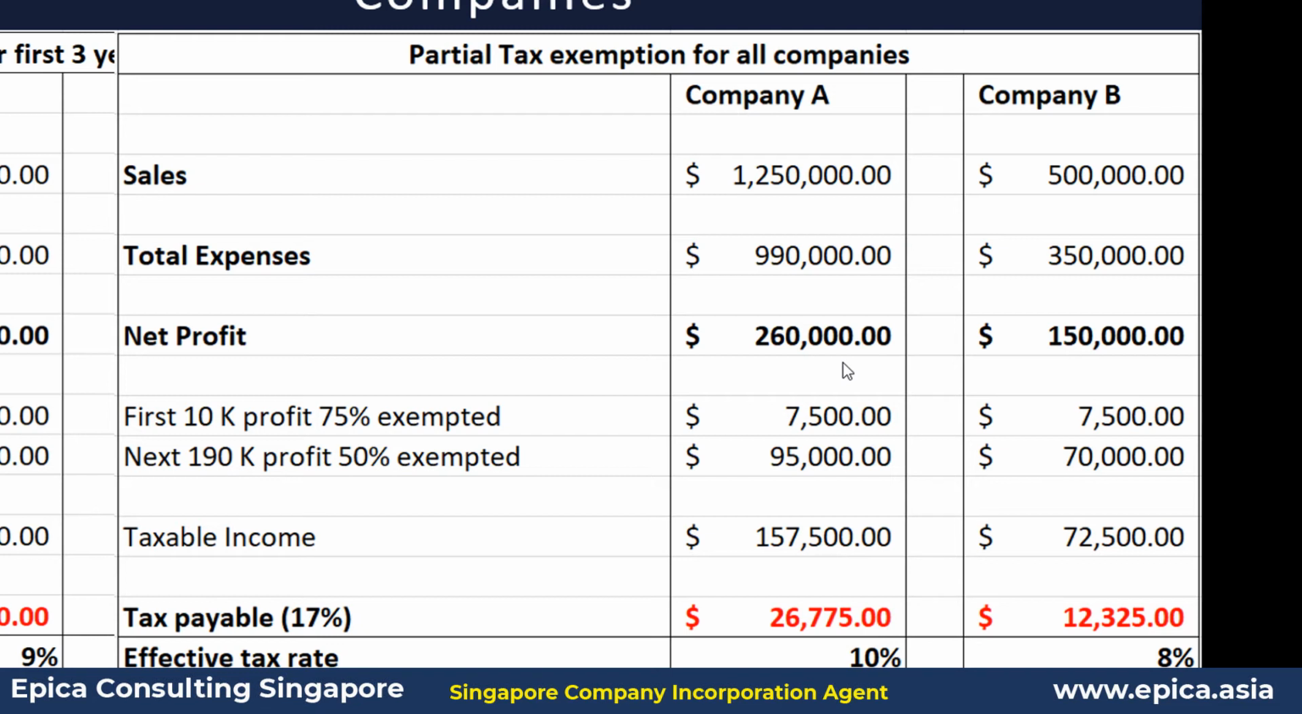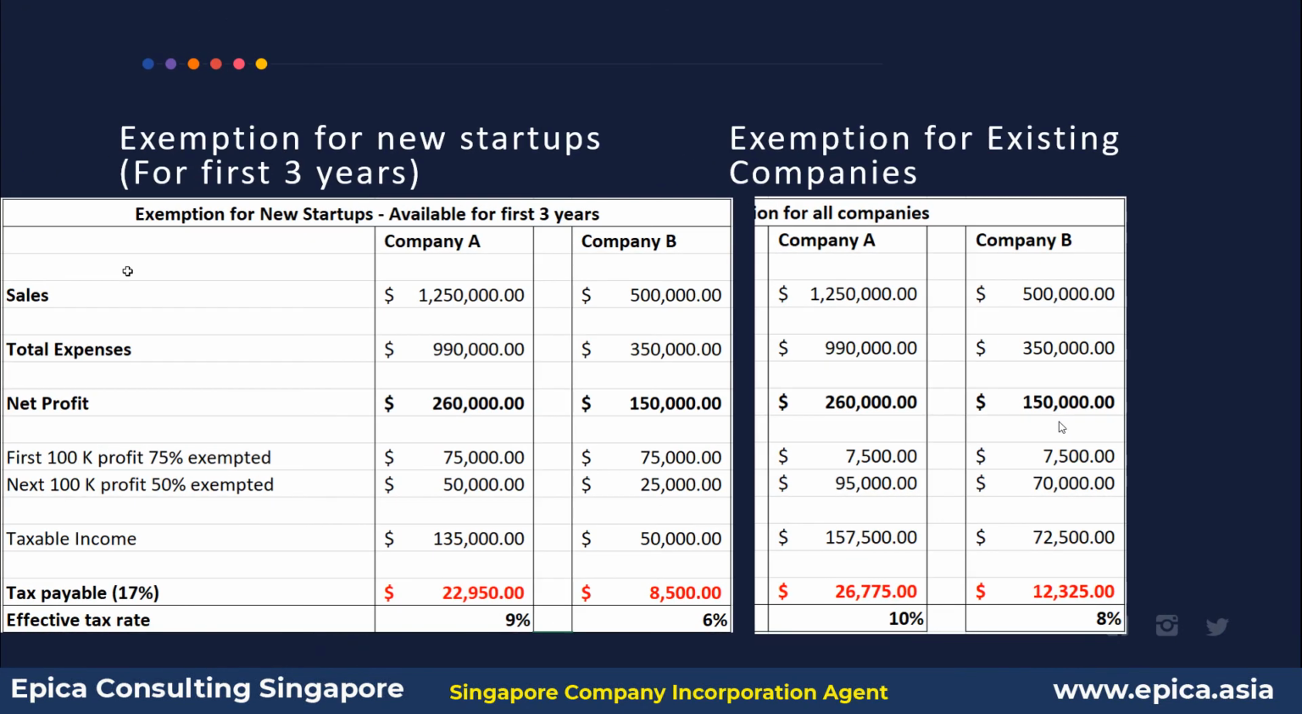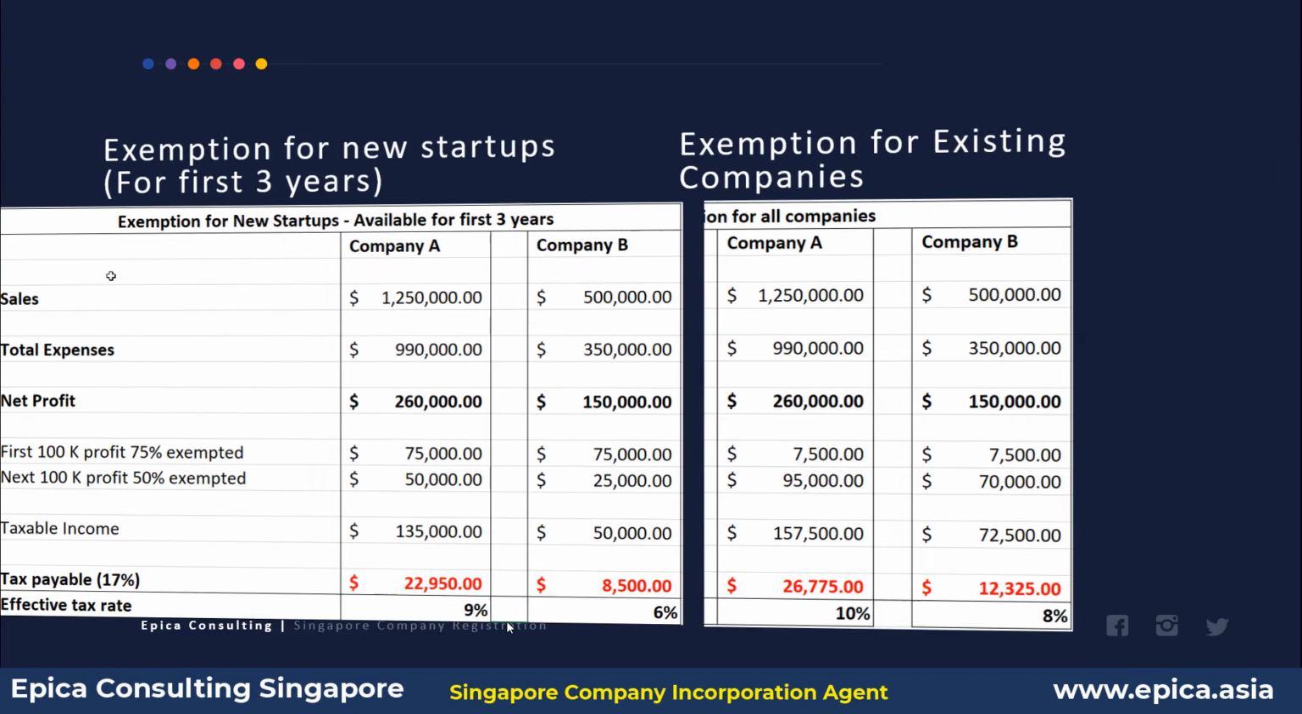So as you can see in Singapore, there are both types of exemptions available for new startups, which are slightly more, and for all existing companies, which are slightly on the lower side. So if you put it side by side, you will notice that the effective tax rate existing companies pay will be slightly more than the new startups will pay.